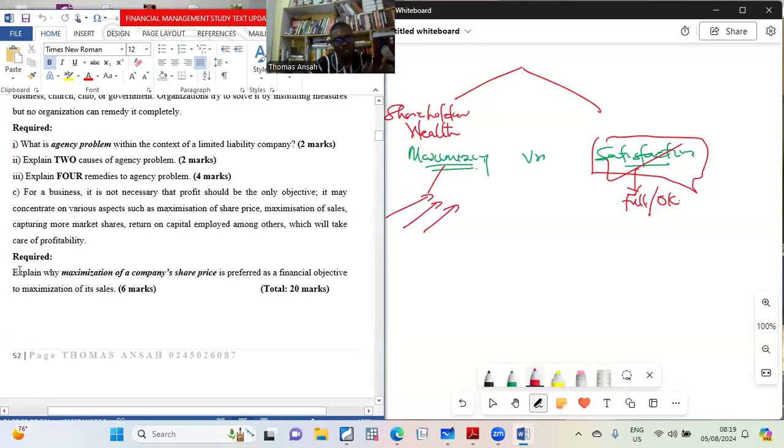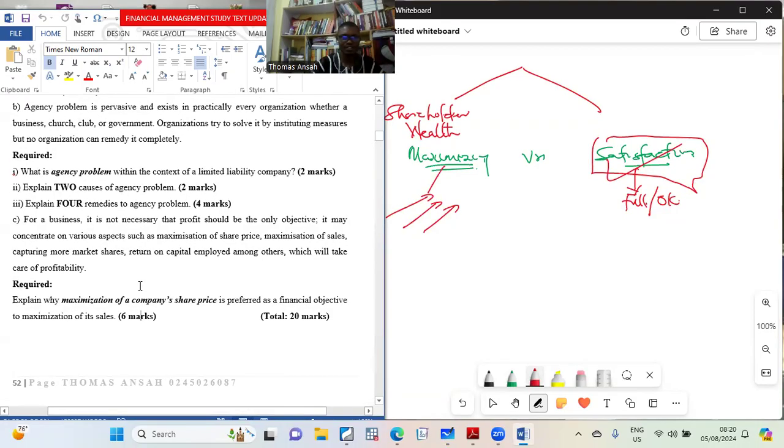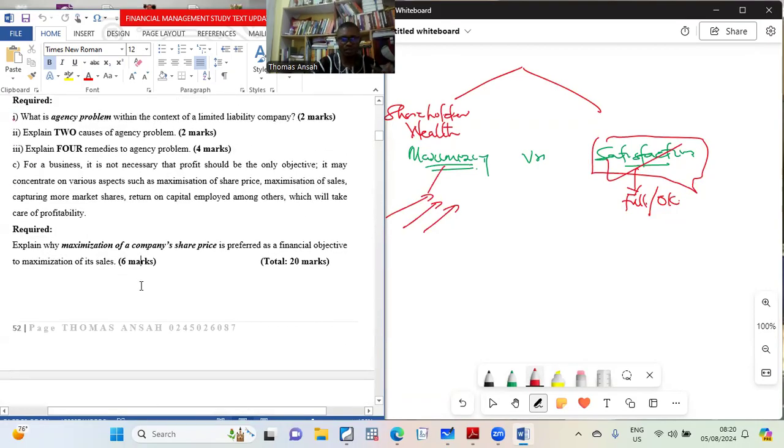Then you see, explain why shareholder maximization of share price is the preferred financial objective to maximization of sales. We've done that, right? Profit versus maximization. Explain why. 6 marks. So everything we are doing, just be mindful of it. Those are your exam questions. They are your exam questions. So just be mindful of that.